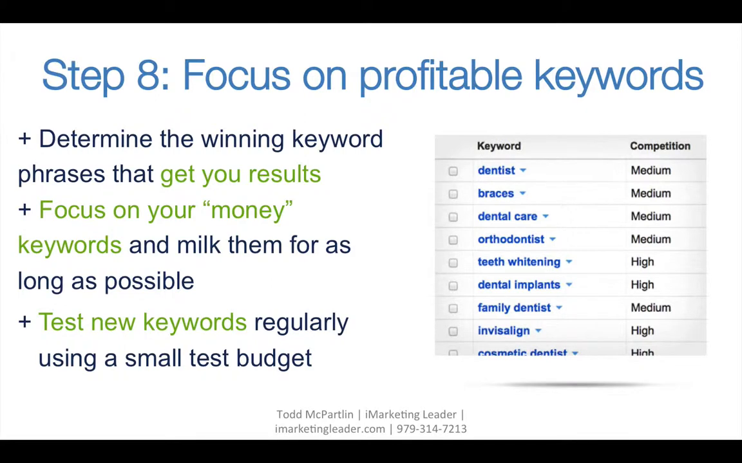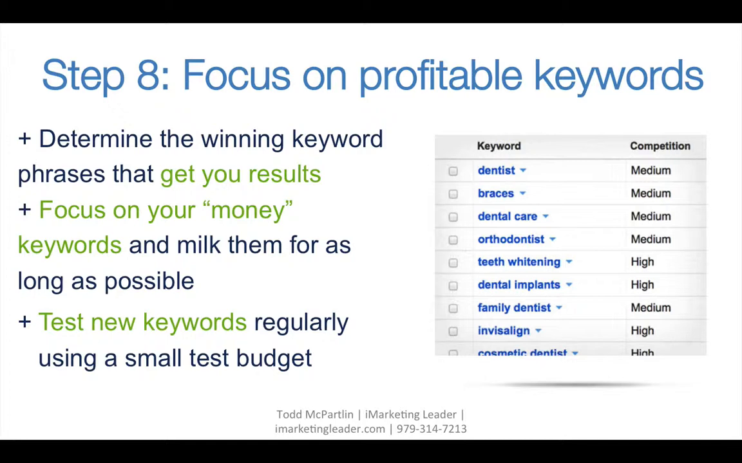Step number 8, focus on profitable keywords. Determine a winning keyword phrase that gets you the results. Figure out what the word is or words that are going to send you the most money. So it's back to those buyer keywords. On the second bullet point here, it says focus on your money keywords, and then you want to milk them for as long as possible. So money keywords are the ones that are going to bring you the most money.